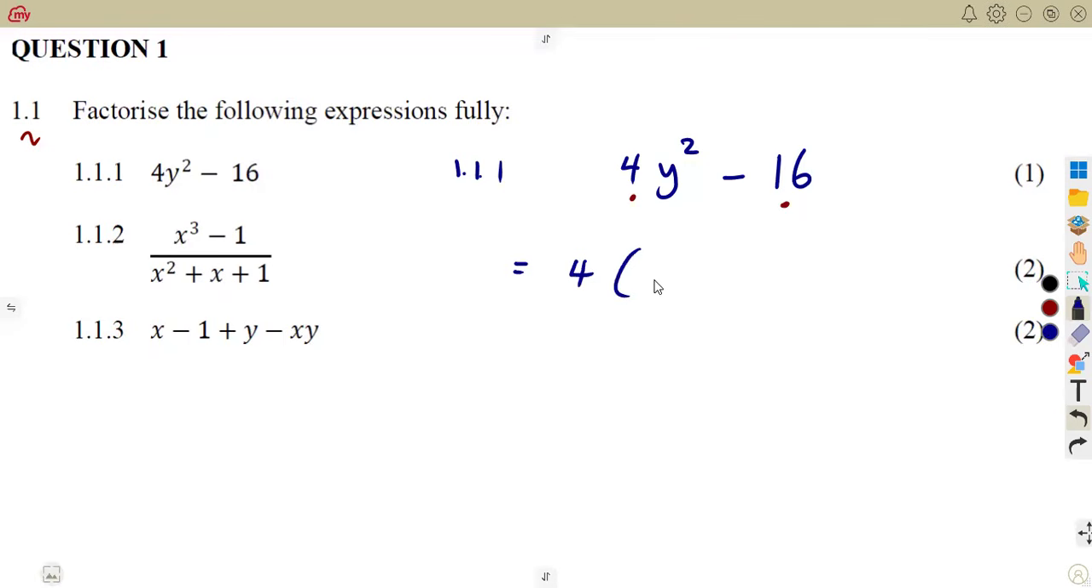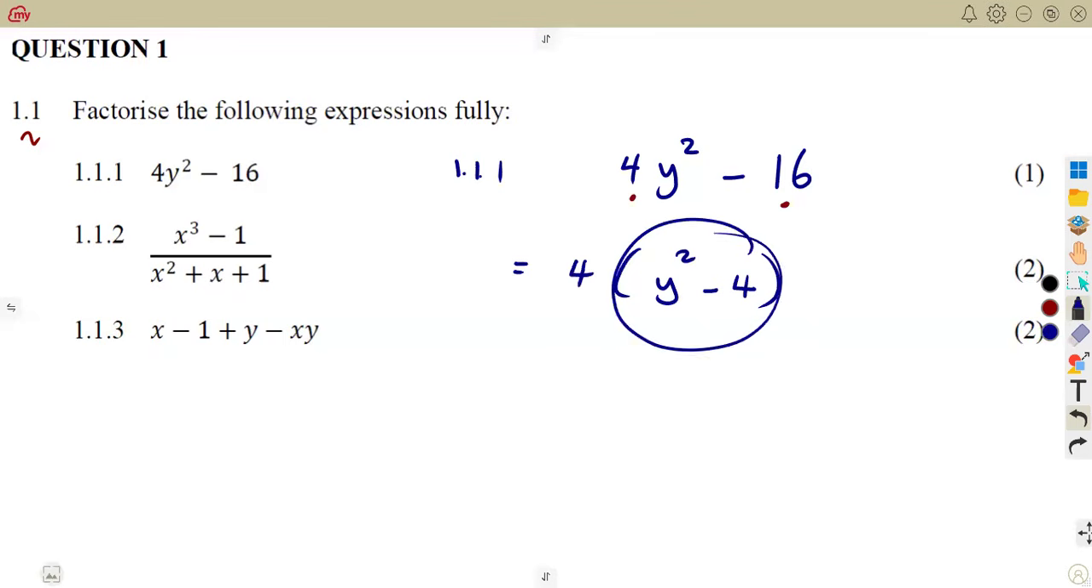So what are we going to have at the end? 4y squared divided by 4, that is going to be y squared. Remember, this term divided by 4. So that is going to be y squared. Minus 16 divided by 4, that's a 4. So we have divided each term, all right? 4y squared, you divide by 4, they cancel. You remain with y squared. The same thing, 16 and 4.